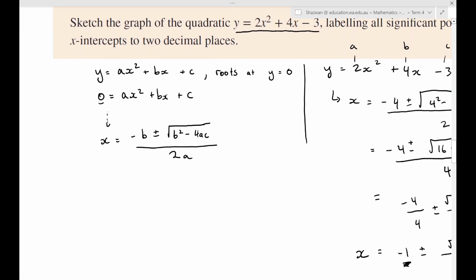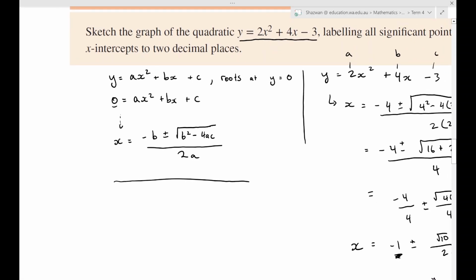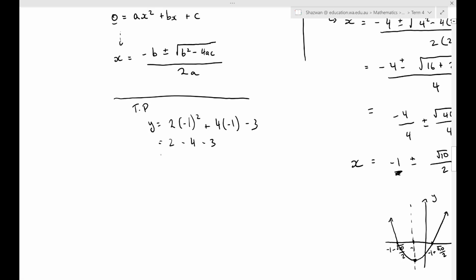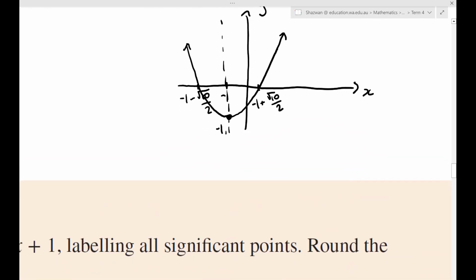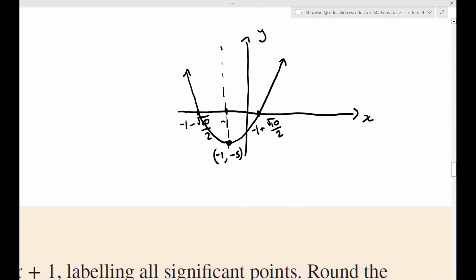y is equal to 2x squared plus 4x take 3. If I say x was -1, the turning point, the value of y is going to be 2 times -1 squared plus 4 times -1 take 3. 2 times -1 squared is just going to be 2. 4 times -1 is -4. Take 3. So -2, -3, -4, -5. So y is going to be -5 at the turning point. So we can mark in -1, 5. Oh, sorry, -1, -5. Rewrite that. -1, -5.